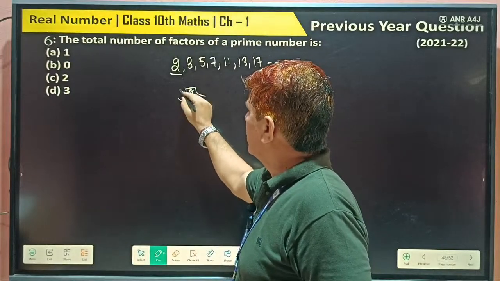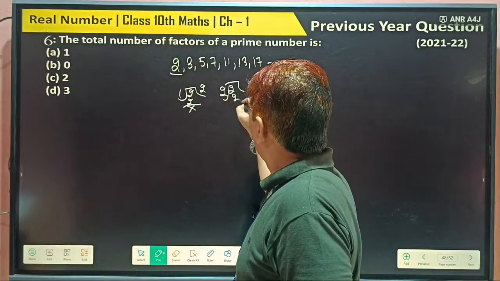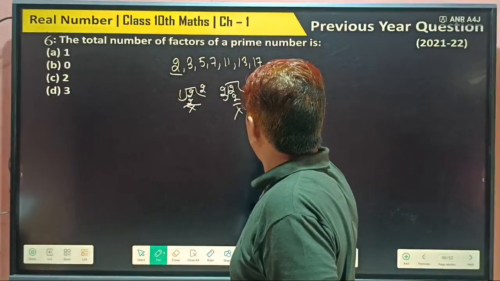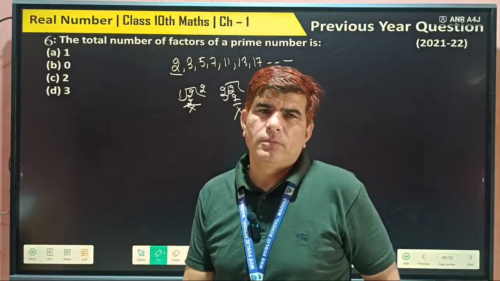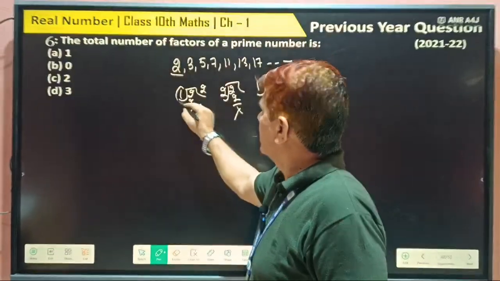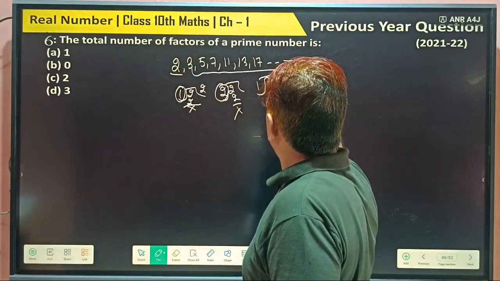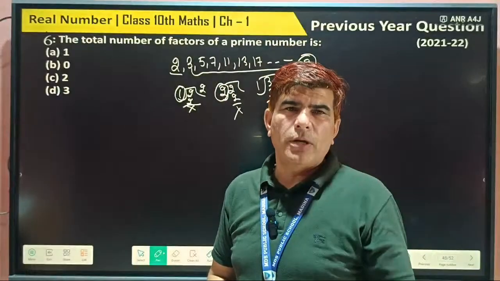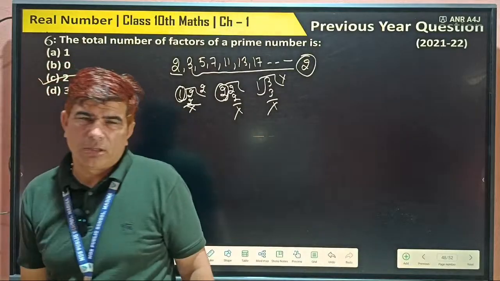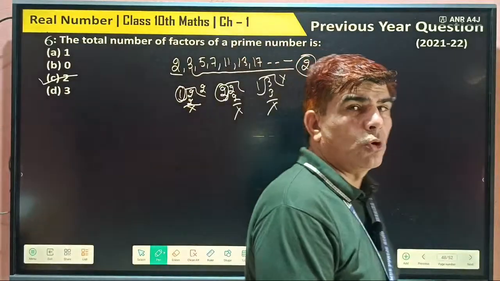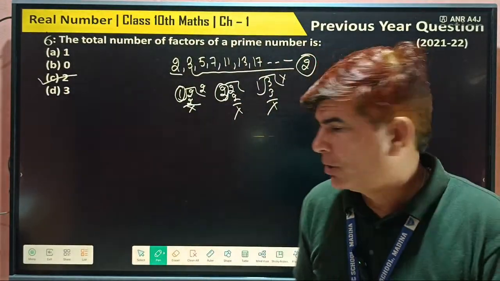So what are its factors? 2, you can divide by 1, and 2 is divided by 2. 3 is divisible by 1. All numbers are divisible by 1. So how many factors? One factor is this, one factor is this. All are having how many factors? Two factors, 1 and the number itself. So what's your answer? C is your answer. If more than 2 factors, then they are composite numbers. Understood?